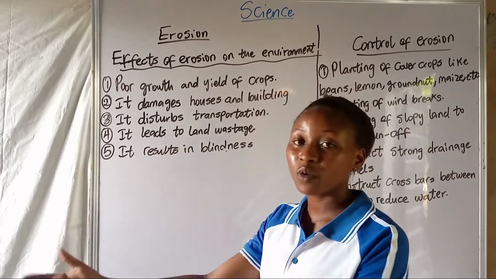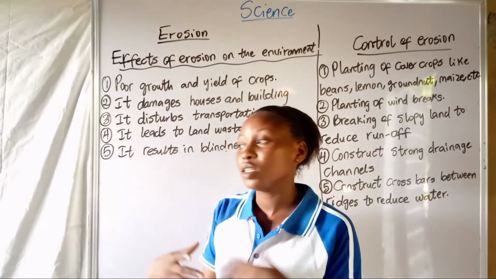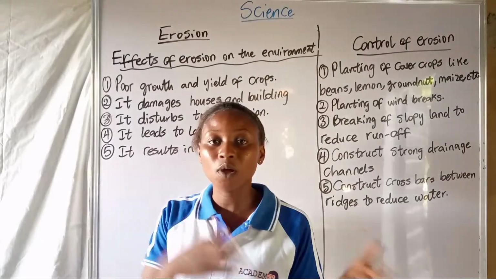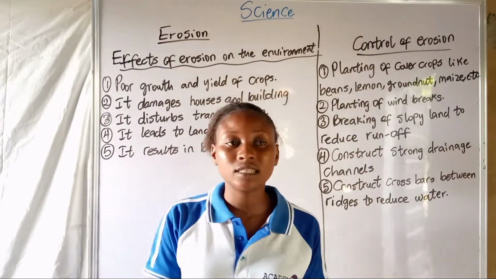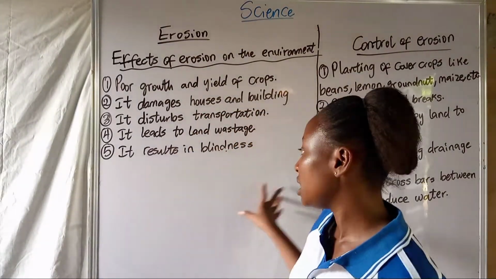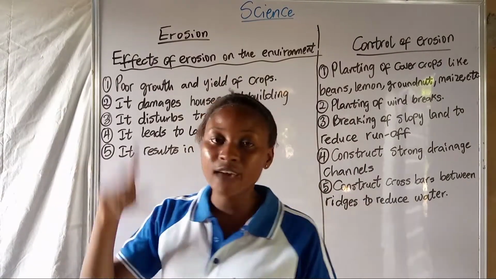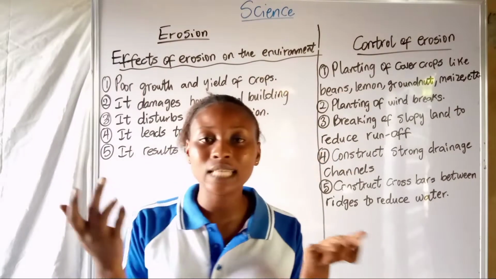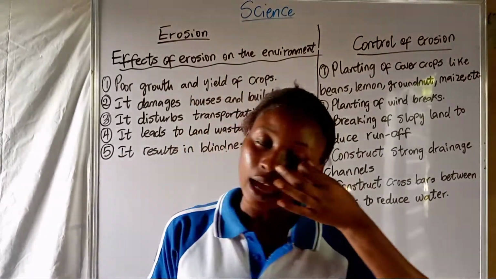It leads to land wastage. A lot of land will be covered with water. Those lands could be used to build houses or for planting crops, but due to erosion, they are wasted. So that portion of land is wasted. Also, it results in blindness. When there's heavy wind during erosion and it's blowing into one's eyes, it can actually blind a person at that moment.